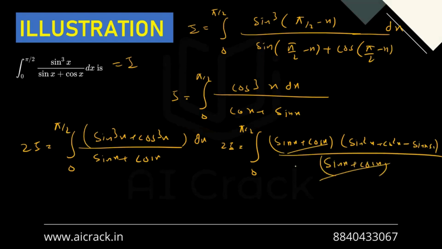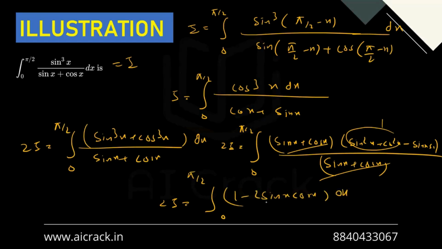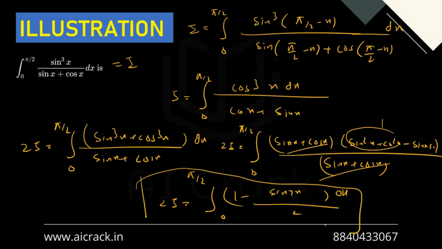So this and this get cancelled out. We are left with sin square x plus cos square x minus sin x cos x. Now this is nothing but 1 only. So 2I equals the integral from 0 to pi by 2 of 1 minus sin x cos x dx, right? If we multiply by 2 and divide by 2 over here, we'll be getting 2 sin x cos x divided by 2. And this is nothing but sin 2x. Now it becomes very simple. Okay.